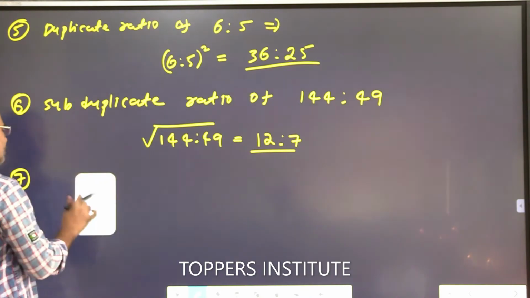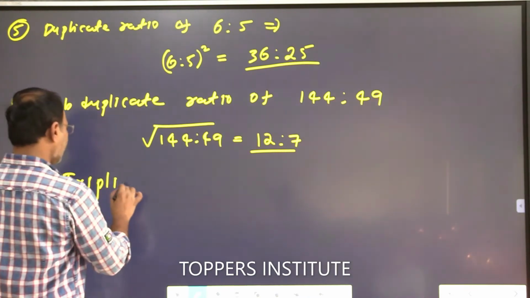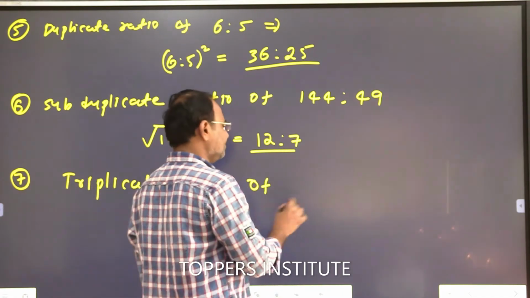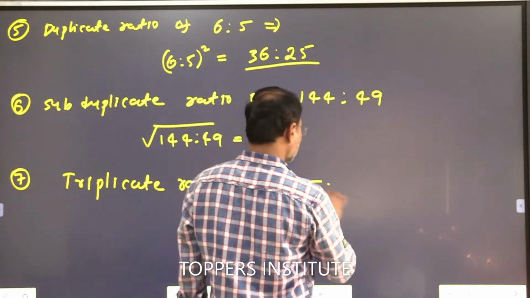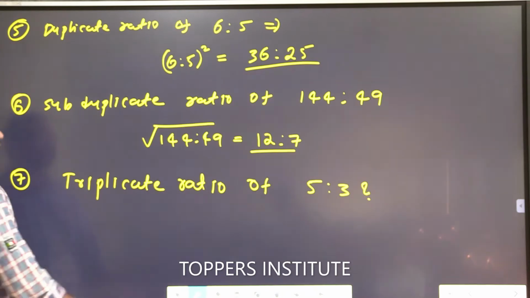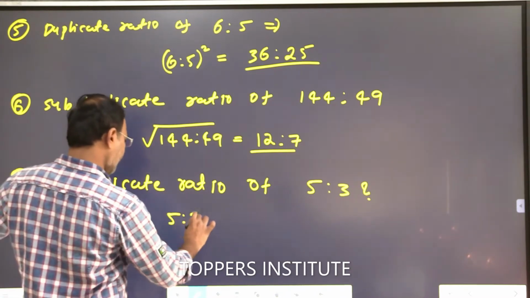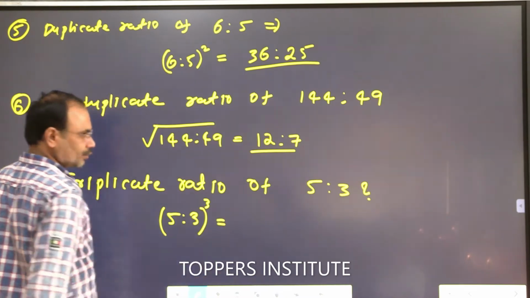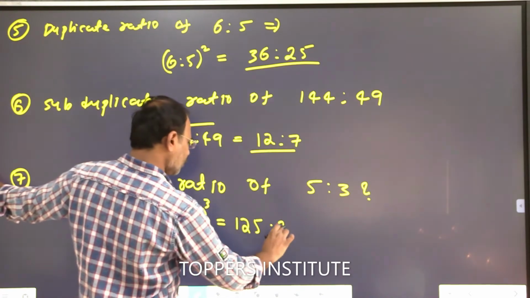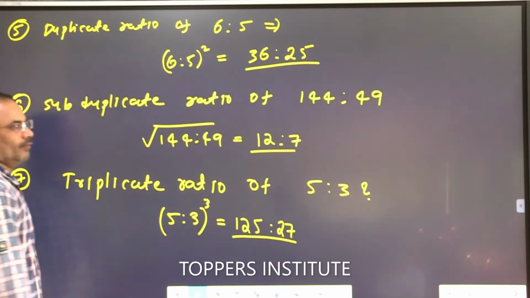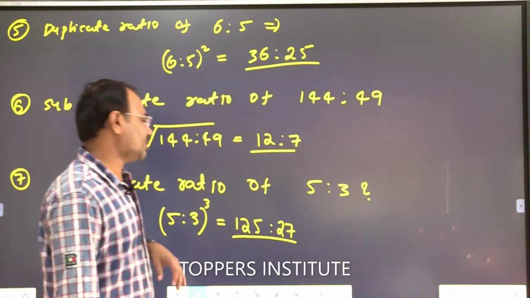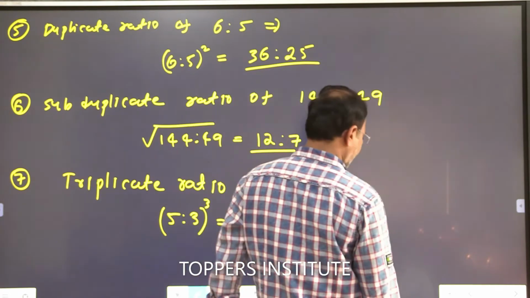Next, triplicate ratio. Triplicate ratio of 5:3. What is the triplicate ratio of 5:3? Triplicate ratio means we have to cube. 5:3 whole cube. 5 cube is equal to what? 125. 3 cube is equal to 27. 125:27 is the triplicate ratio of 5:3. Duplicate means we square, subduplicate means we take the square root, triplicate means we cube.